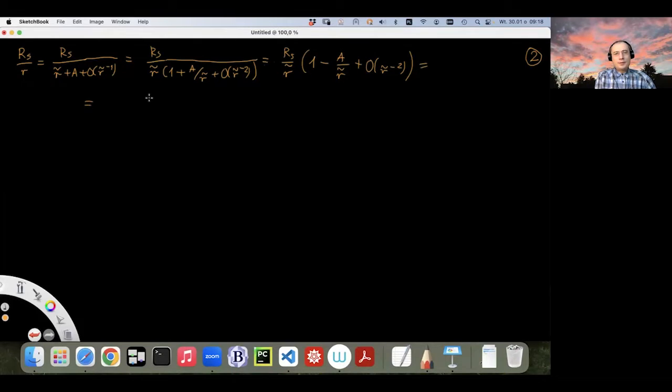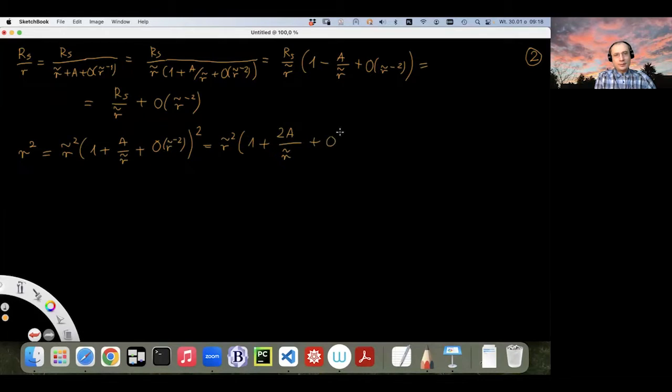Or if we just keep the lowest order, this is just rs over r tilde plus O of r bar to minus 2. Okay, so this is basically conserved. And then finally, we need r squared, which is r tilde squared times (1 plus a over r tilde plus r tilde to minus 2). And this squared is r bar squared times (1 plus 2a over r bar plus O of r tilde to minus 2).